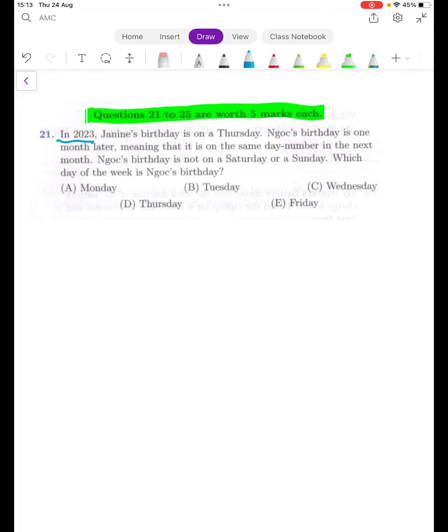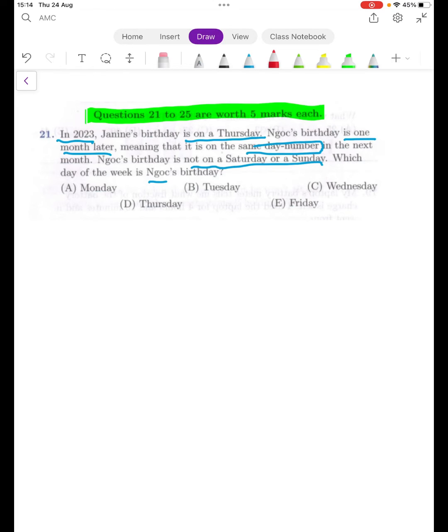In 2023, Janine's birthday is on a Thursday. Knox's birthday is exactly 1 month later, meaning that it is on the same day number. That means if Janine's birthday fell on a second, Knox's birthday will fall on a second too. So the date will be the same number in the next month, exactly 1 month later. Knox's birthday is not on a Saturday or a Sunday. Which day of the week is Knox's birthday?